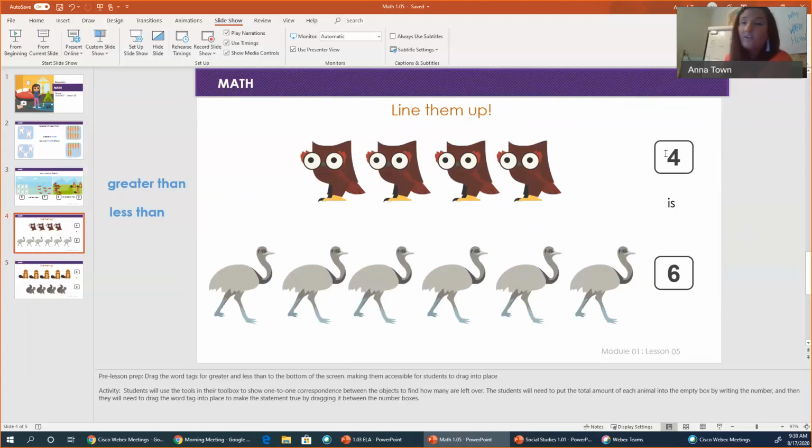So 4 is our first number because it is written first. So look at 4. Is 4 greater than 6 or is 4 less than 6? When you know, say it out loud.